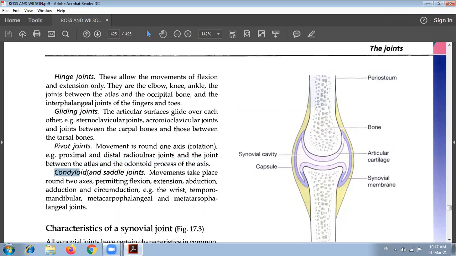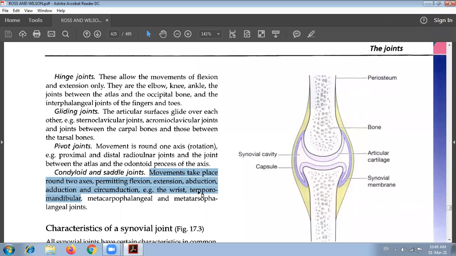Then the condyloid joint and saddle joint. Saddle is nothing but the place and the arrangement which is made on the back of the horse. So this has a saddle type of structure. The movements take place around two axes, permitting flexion, extension, abduction, adduction, circumduction. Example, the wrist. Here you can see the wrist has this type of condyloid and saddle joint.